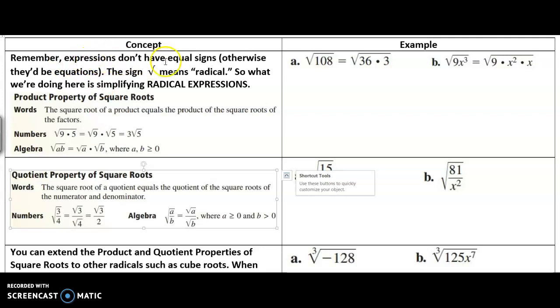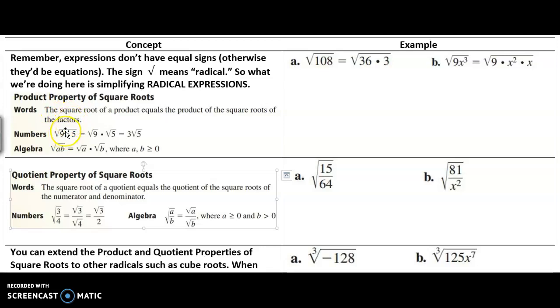Okay, so remember, expressions don't have equal signs. Otherwise, they'd be equations. The sign, this little sign right here, which looks like an R, means radical. So what we're doing here is simplifying radical expressions. And we're going to start with the product property of square roots. In words, the square root of a product equals the product of the square roots of the factors.